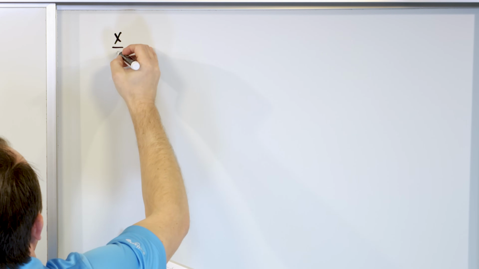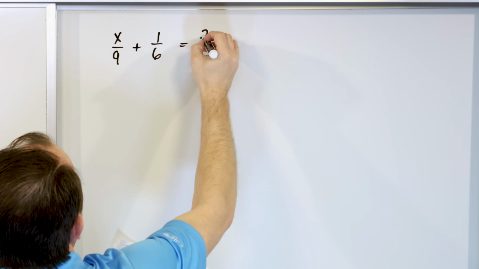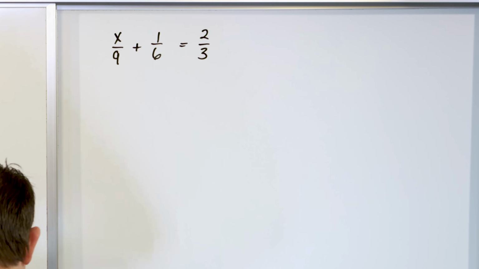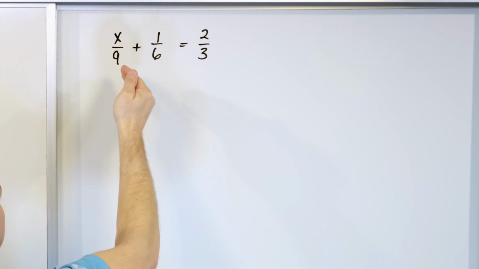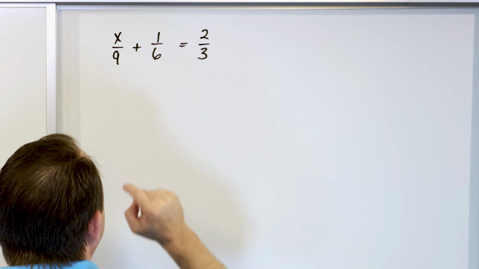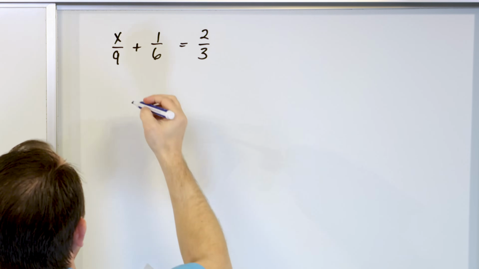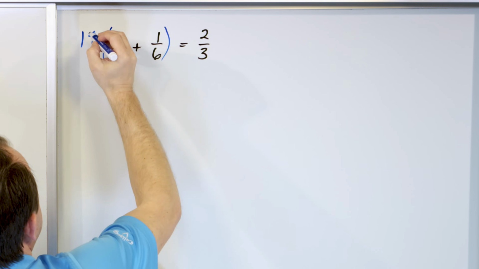What if we have x over 9 plus 1 over 6 is equal to 2/3? In the previous example, we multiplied by 9. Now let's think, is there a better number we can multiply? Some number so that when I divide by 9, it goes away. When I divide by 6, it goes away. And when I divide by 3, it goes away. And of course, there is a better number. There are actually lots of better numbers. But let's use the number 18.